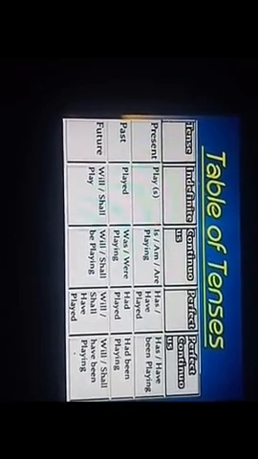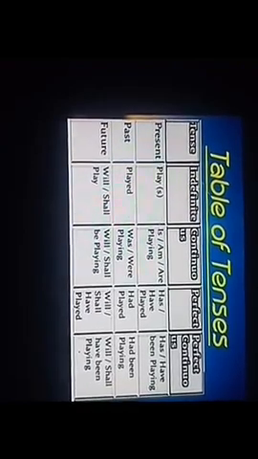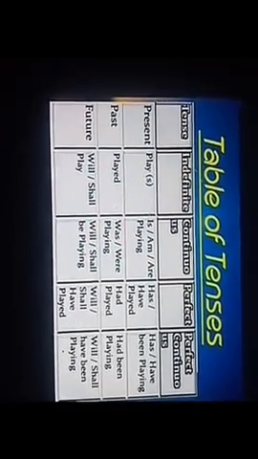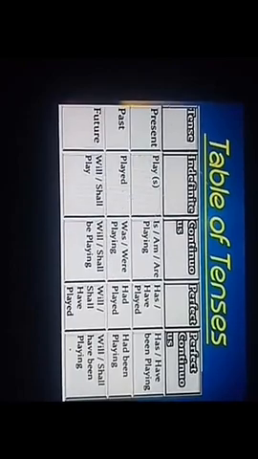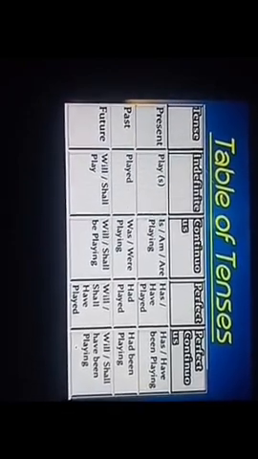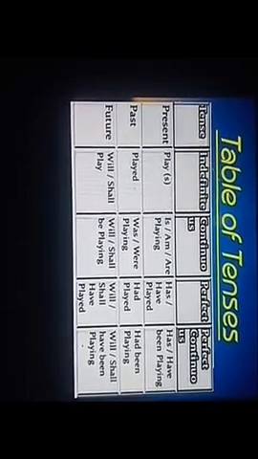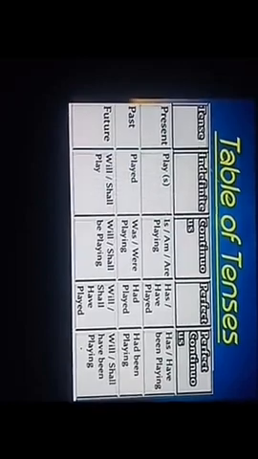Then future continuous. In future continuous, we always use will be or shall be. These are the helping verbs for future continuous. And then, as it is continuous, you have to use verb first form plus ing.